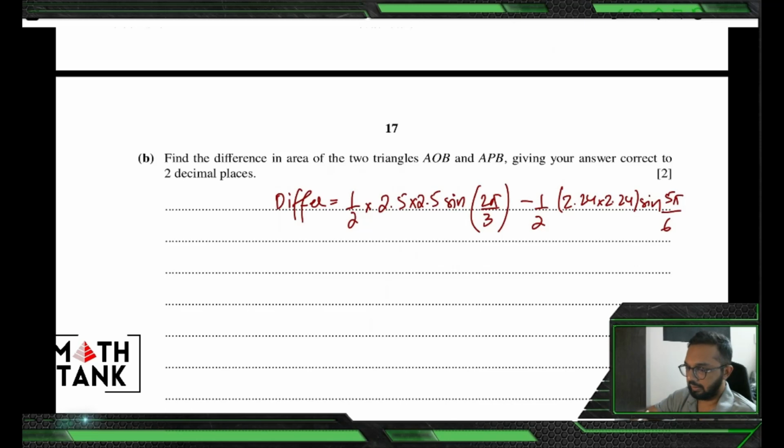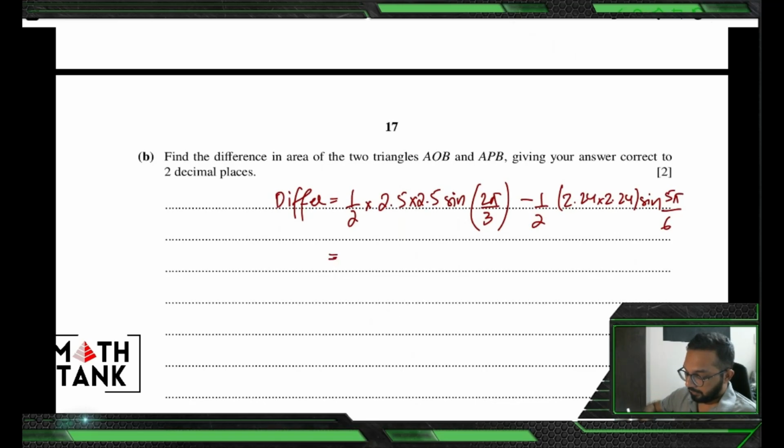I'm going to put this entire thing on a calculator in one go. 2.5 squared sine 2 pi over 3 minus 2.4 squared sine 5 pi over 6, all divided by 2. I am getting 1.45. I hope that's the correct answer.